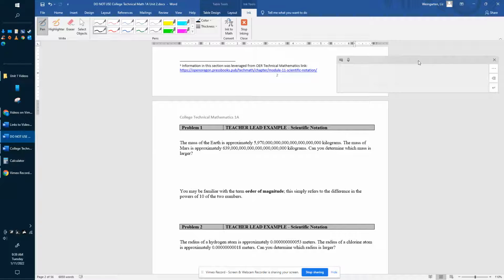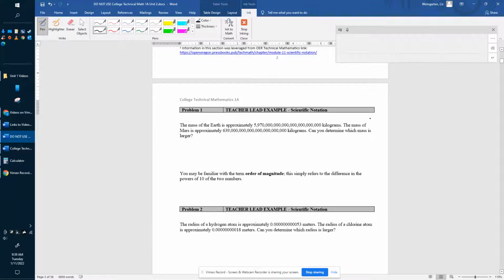Let's look at our first problem here. The mass of Earth is approximately, oh my goodness, I do not know that number. I don't know if any of you do, but it's a lot of kilograms. The mass of Mars is also a lot of kilograms. Can you determine which mass is larger? So let's take a look at this.